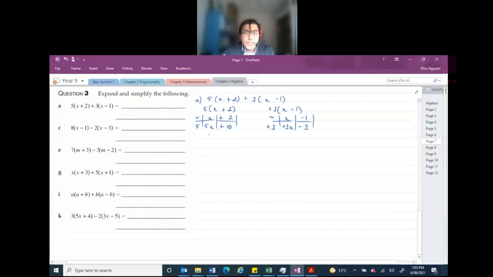So here we have a 5x and a 3x being like terms. So that's going to be 8x, and plus 10 minus 3, well, that's just going to be plus 7. So combining them together, the answer is going to be 8x plus 7.